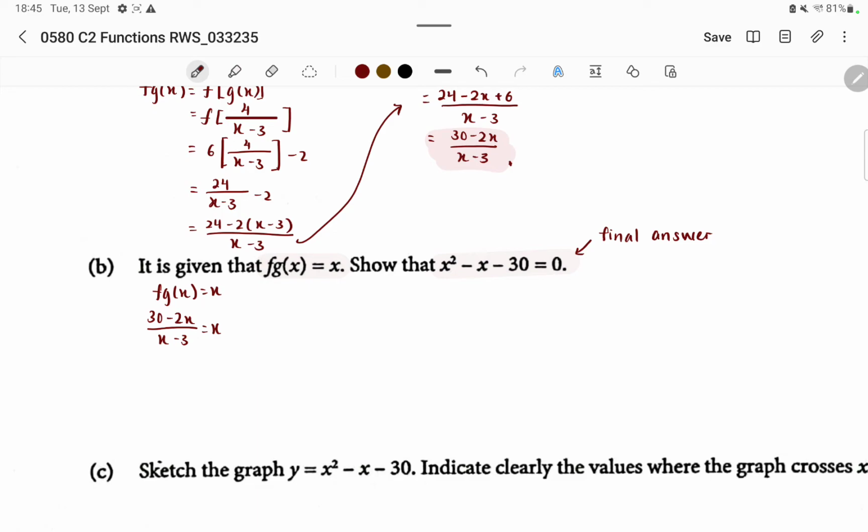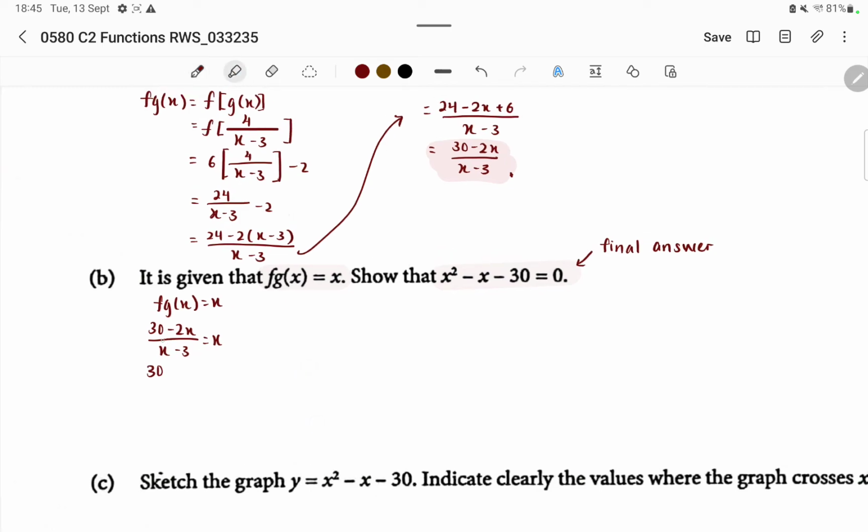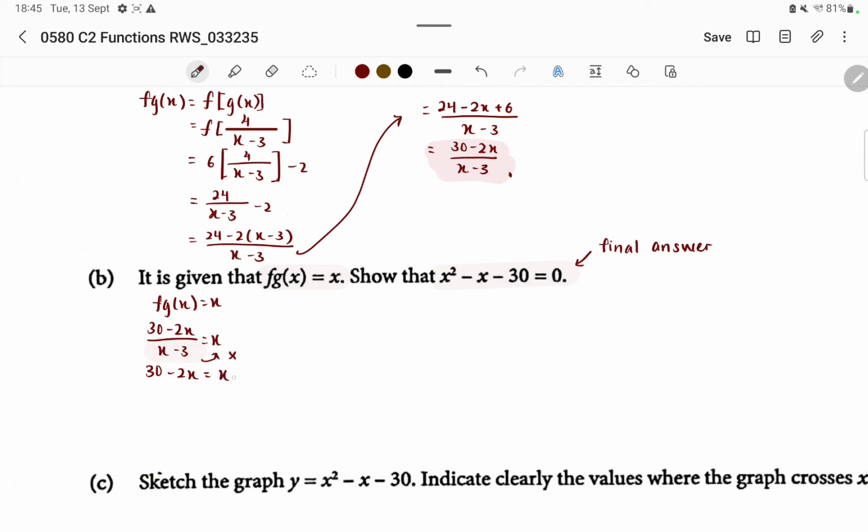And then after that, remove the denominator. So this whole thing, when we move to the other side, you have to multiply. So 30 minus 2x equals x bracket x minus 3. And then 30 minus 2x equals x squared minus 3x. And then after that, move all this to the other side. 0 equals x squared minus 3x, and then positive becomes negative, minus 30 plus 2x.